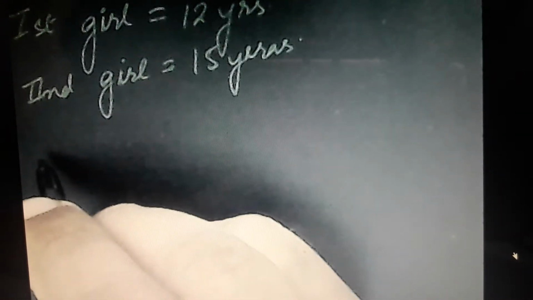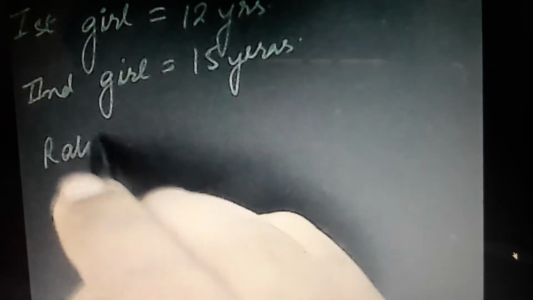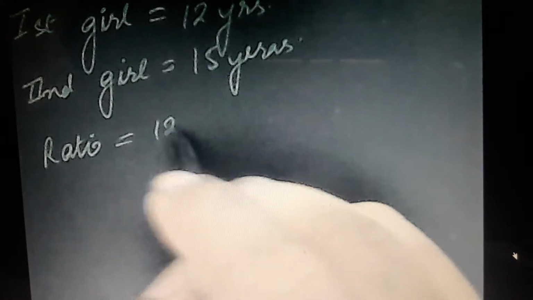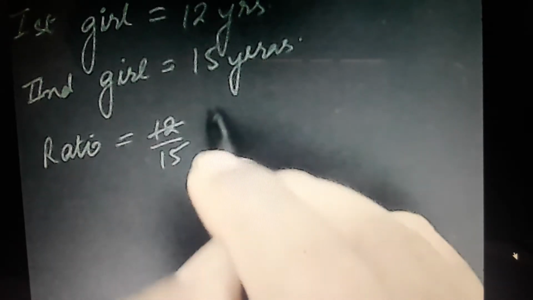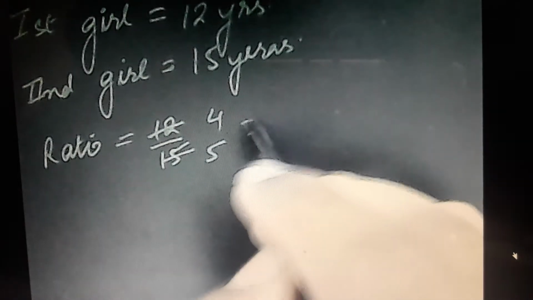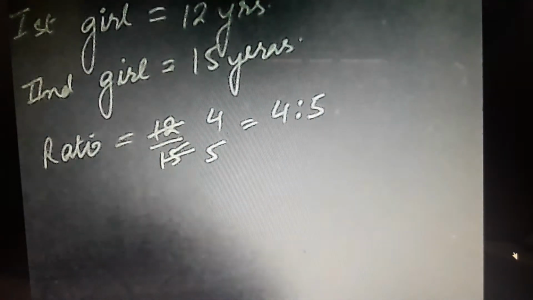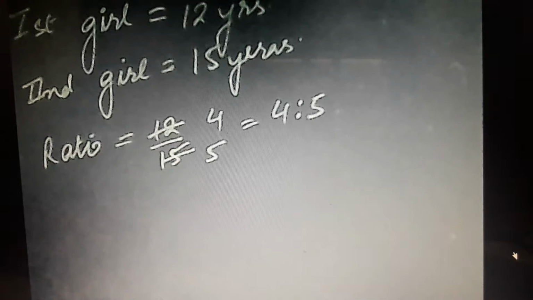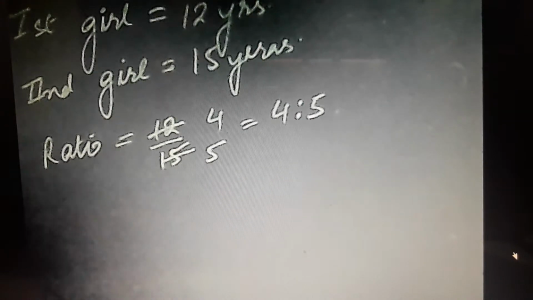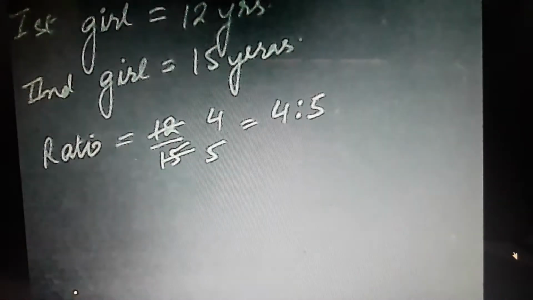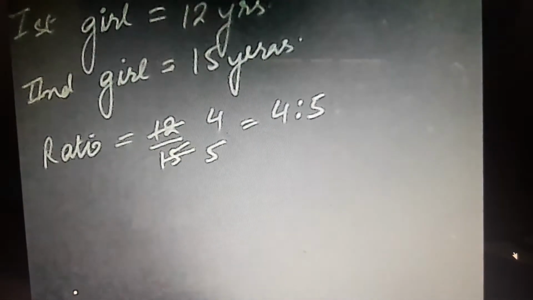We have a ratio of two girls. Ratio is equal to 12 upon 15. 3 fours are 12, 3 fives are 15. So the ratio is 4 is to 5. Now both of these girls want to divide rupees 180 in such a way that they get the money in accordance with the ratio of their ages, and the ratio over here is 4 is to 5.